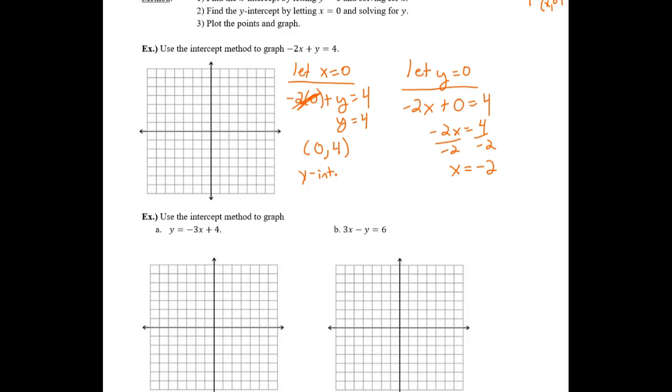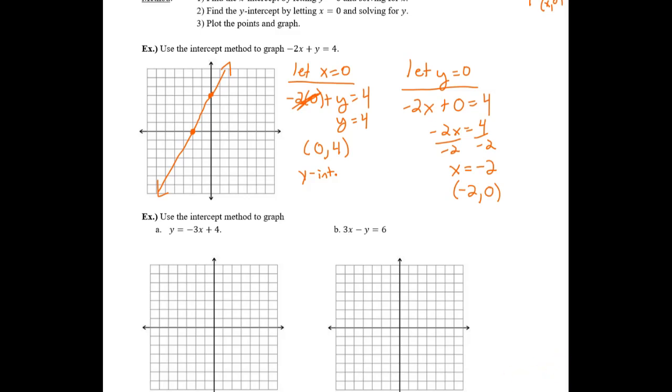And now I have the ordered pair. X comes first, and I plugged in 0 for y. Now that I have these 2 points, I can plot them on my graph. I'm going to do 0 left and right, and then up 1, 2, 3, 4. That's my y-intercept. Then for my x-intercept, I'm going to go back 2 on the x-axis and up 0. Once I have my 2 points plotted, I can connect the dots to draw my line.